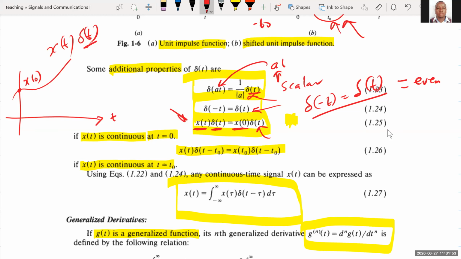And if we now shift this, it will still take that shape, where we are looking at the value of the function at time t naught. So if this is my t naught, we find x of t naught at that point, and then multiply with delta of t minus t naught. Of course, we know that the value of delta of t minus t naught at that point is going to be infinity, approaching infinity, but this value is defined as that value, and therefore that is the illustration of equation 1.26.